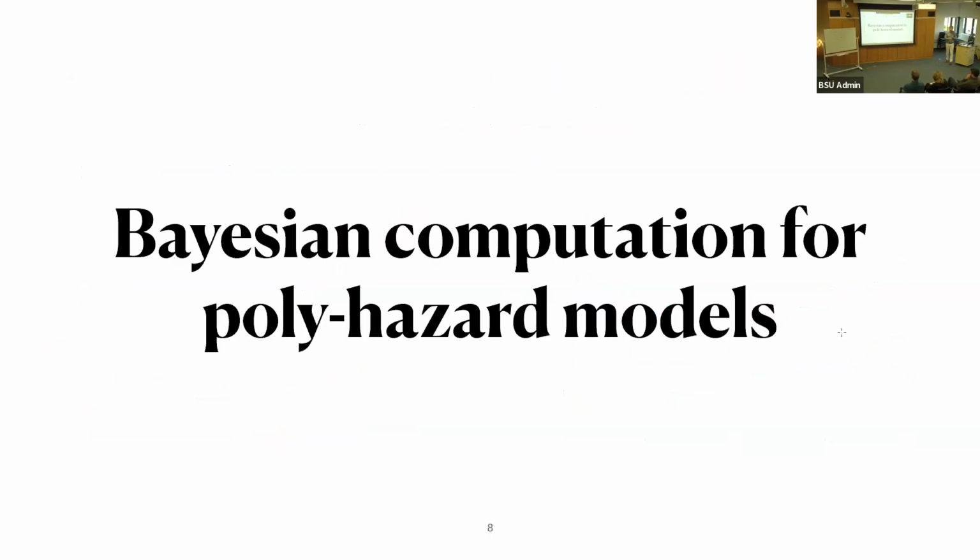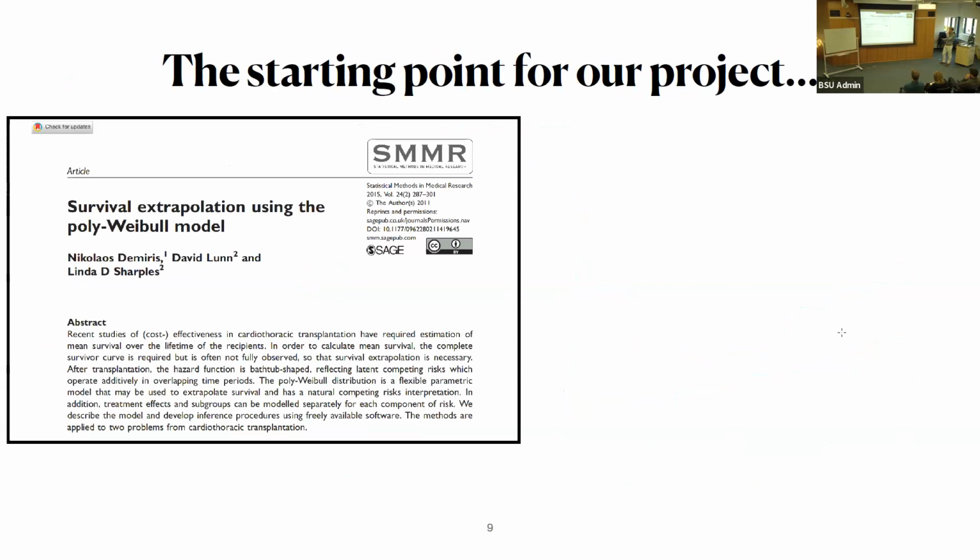Right. So what we were primarily interested in this project is Bayesian computation for polyhazard models. The story of the project really starts with this paper written by people who I think were all at the BSU at the time. I'm not entirely sure, but I think that's the story. And we started co-supervising Gianluca 2.5 years ago now. And he basically brought this paper and said, look, I think this stuff is interesting. Maybe we should have a read and see if we can develop it.